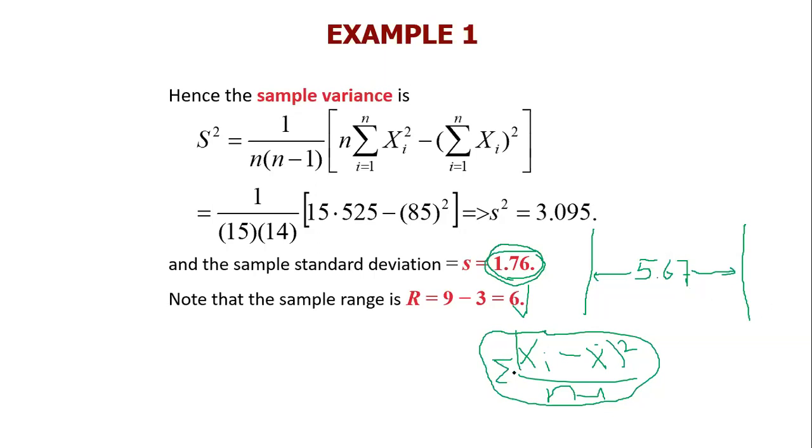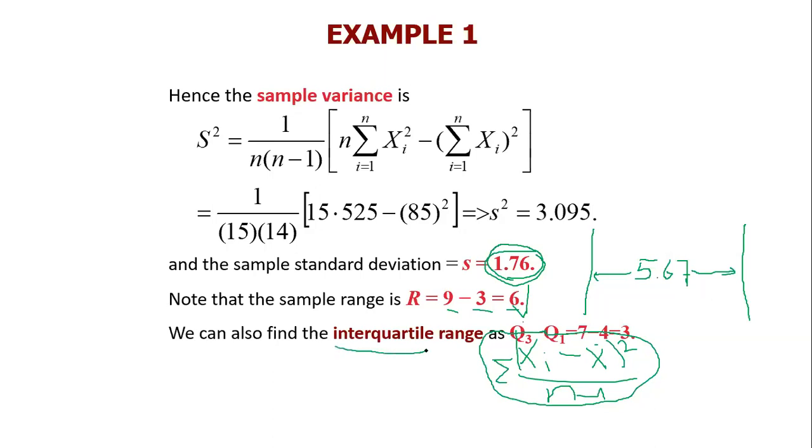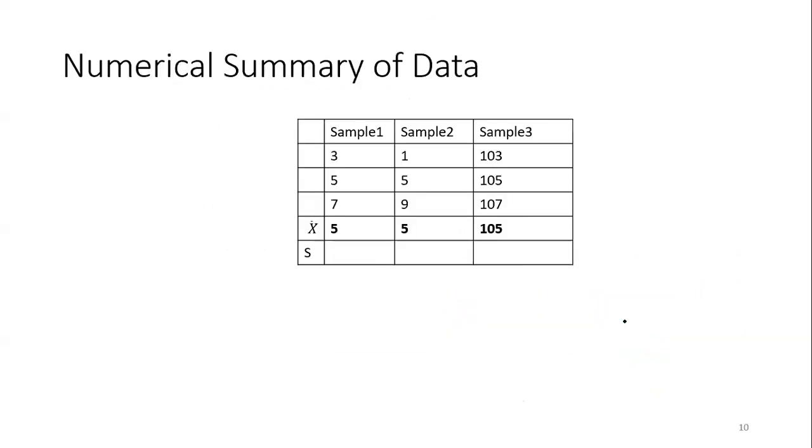And what is the sample range? It's simply the difference between the maximum value and the minimum value, which is equal to 6. Okay, 9 minus 3, that's equal to 6. And we also have another definition, which is called the interquartile range. Okay, that's equal to Q3, the upper quartile, minus the lower quartile, which is equal to 3 as well.